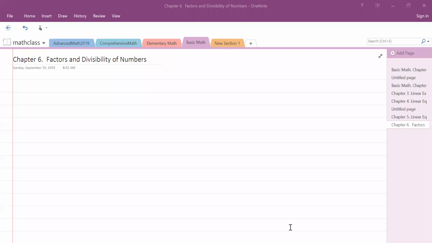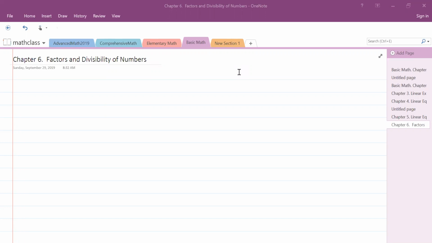All right, let's start the class now. Today we're going to study number theory. This is about numbers. So we begin with factors and the divisibility of numbers.